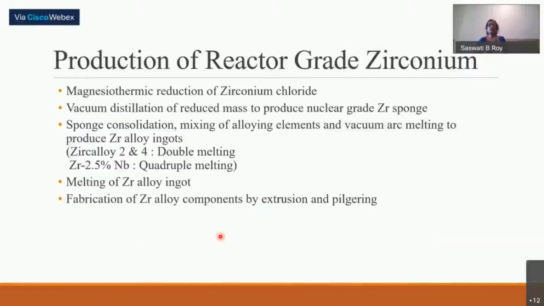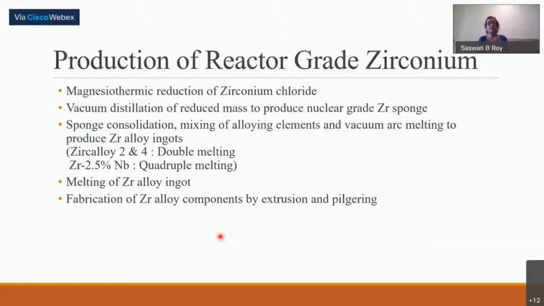This zirconium chloride will be in the solid form, in long reactors which will be heated at around 900 degrees. Chlorination was at 1000, I think. Yeah, chlorination is at 1000 and this is around 900. So in this reactor, at the top zirconium chloride will be there and the bottom will have magnesium blocks.